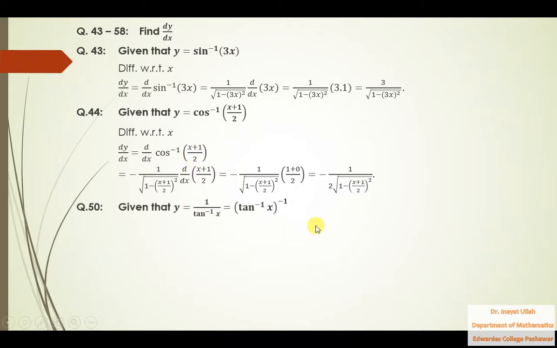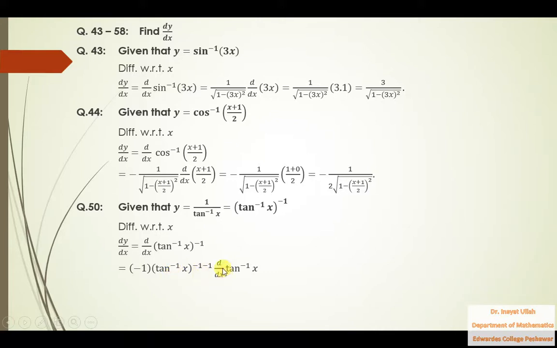Question number 50 says to find the derivative of y equal to 1 by tan inverse x. 1 by tan inverse x can be written in this fashion: tan inverse x whole to the power of minus 1. Whenever we differentiate this function with respect to x, be careful, this inverse is the whole power of tan inverse x. So that is actually the power rule, the extended power rule, of course. So applying the extended power rule, bringing this power in front of this function and subtracting 1 from the power, times the further derivative of this base, which is tangent inverse x.